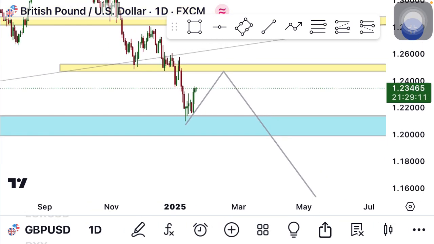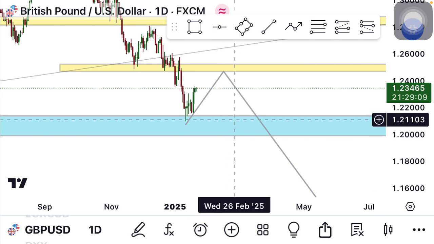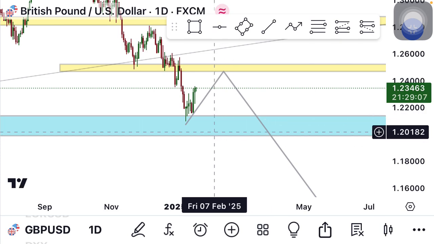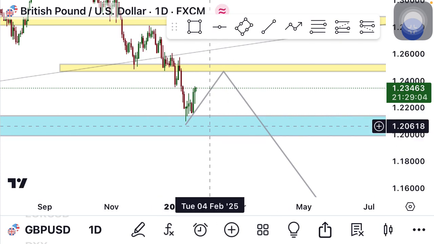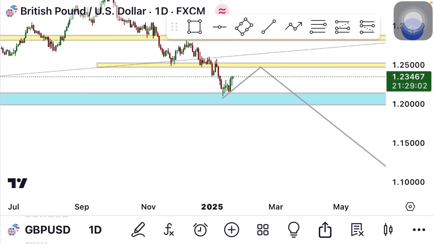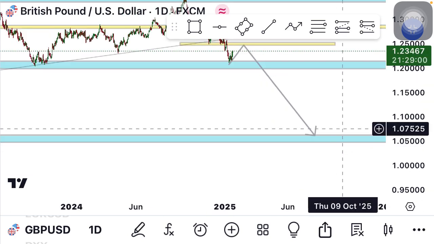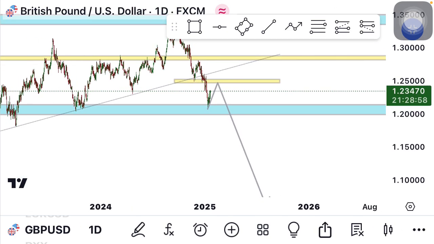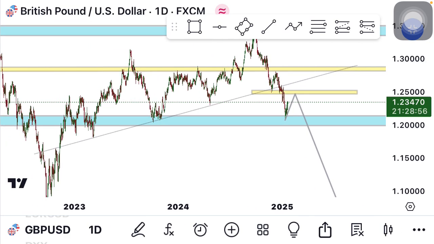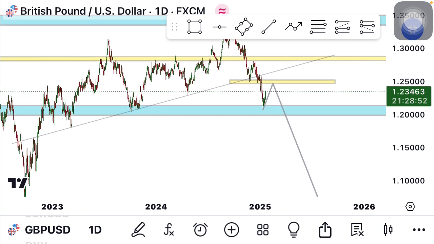I'll be interested in selling opportunities all the way to this zone. Then once price breaks this particular zone, we're looking for selling opportunities all the way to this zone. Please take note of the way I drew my key levels. Once again, shout out to the top down analysis. Your key levels play a very important role in the top down analysis.